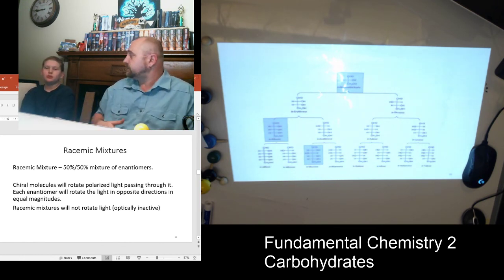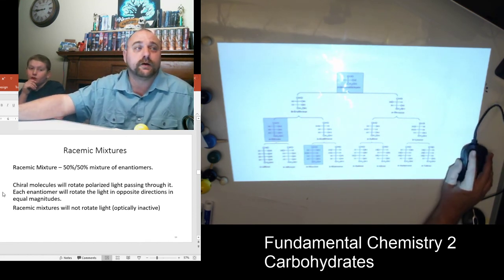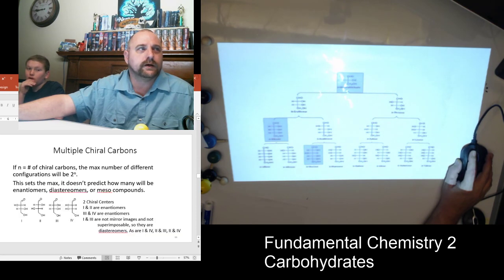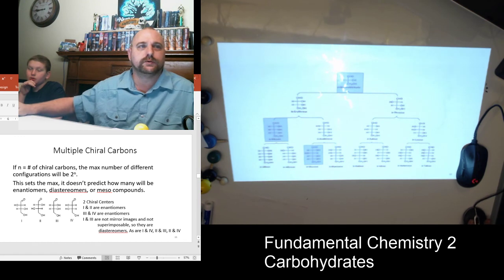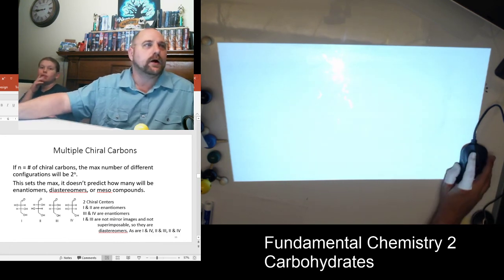But a racemic mixture is 50-50, and so it doesn't rotate the light. All right, so we had our D and our L. We're ready for multiple chiral carbons. Let me blank this screen and make sure we go white.